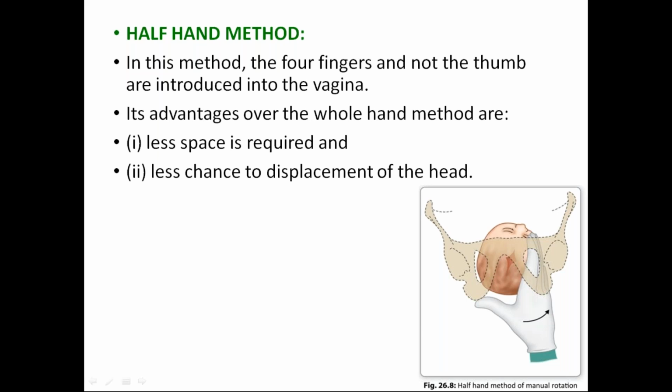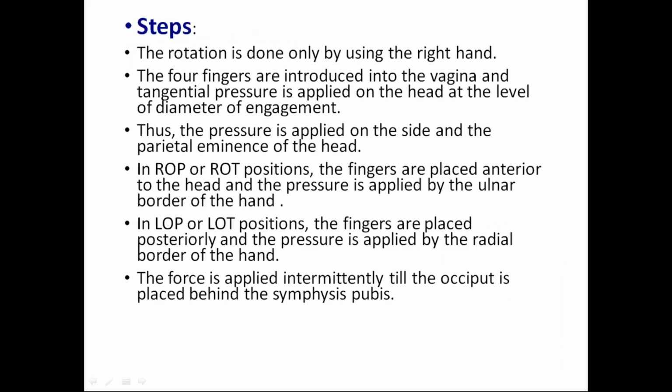But if you are rotating from the other side, you have to put pressure on the radial side. Depending upon the hand, you can apply it. So rotation is done only by using the right hand. The forefinger is introduced, and pressure is applied on the head at the level of the diameter, on the side and the parietal region of the head.